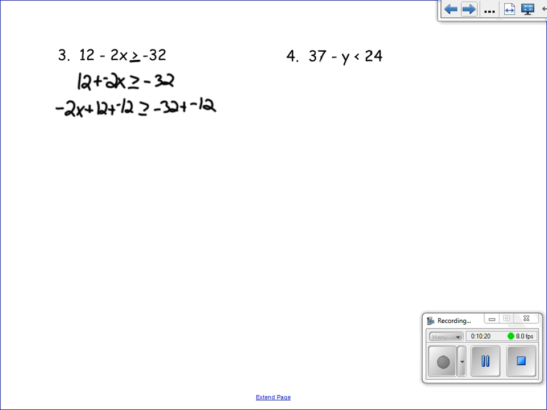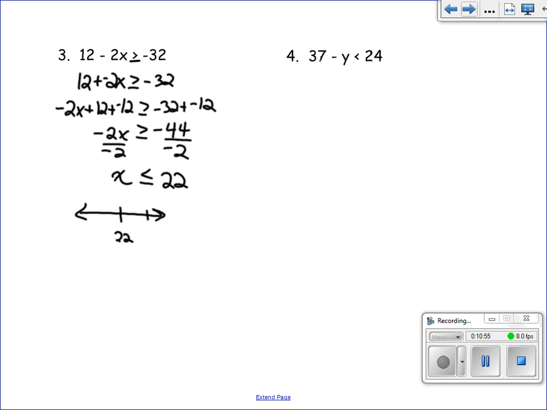It would simplify to negative 2x is greater than or equal to negative 44. Good. Okay, what else do I have to do now? What next, Robbie? You would have to divide by negative 2, so you would switch the inequality. Good. So it ends up being x is less than or equal to 22. Any questions?